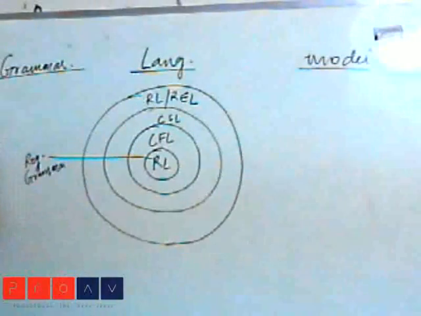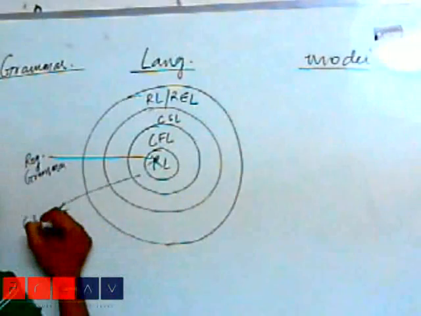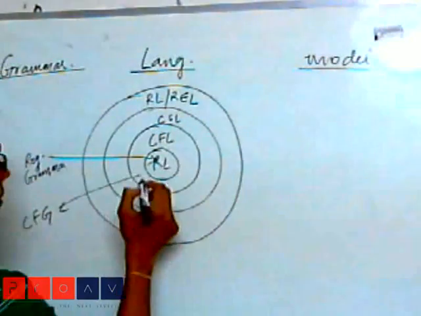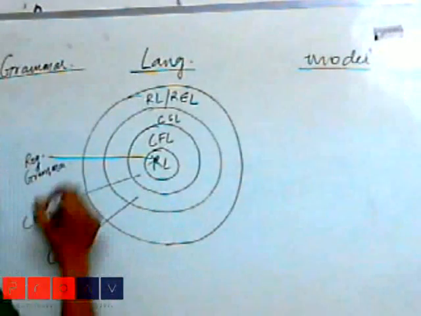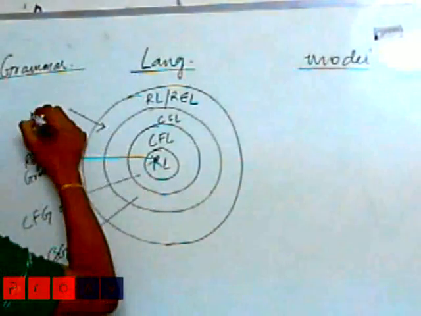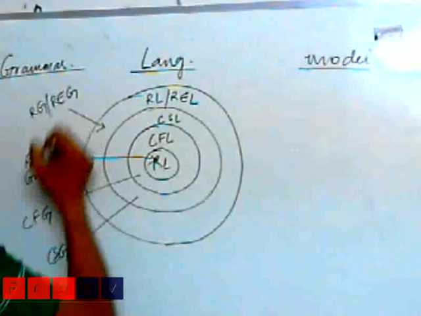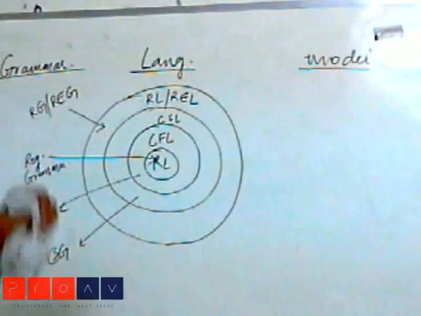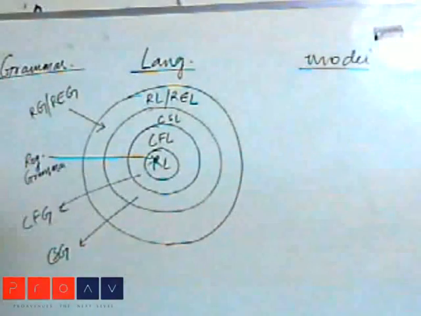Similarly, the grammar corresponding to CFL will be called context-free grammar. The grammar corresponding to CSL is called context-sensitive grammar. The grammar corresponding to this will be called recursive grammar or recursive enumerable grammar. Fine. Okay. We are able to formulate these two things into one diagram.